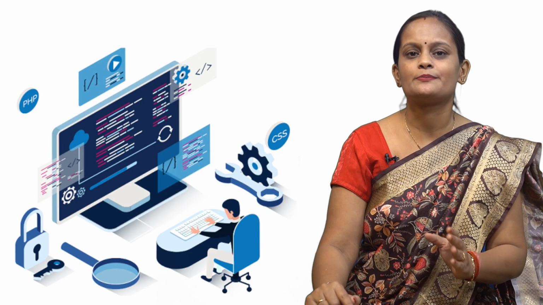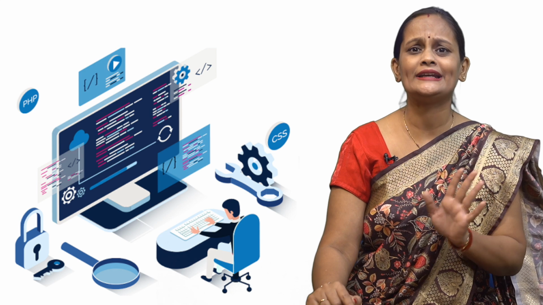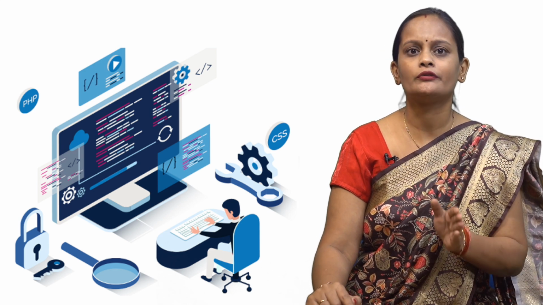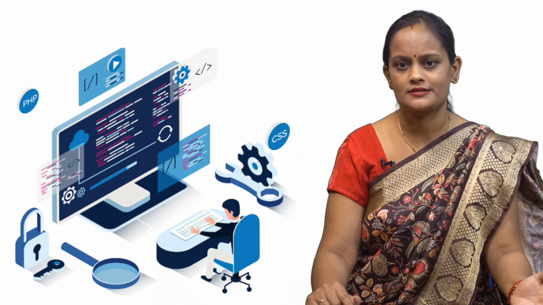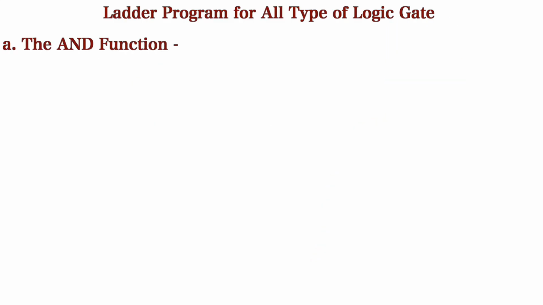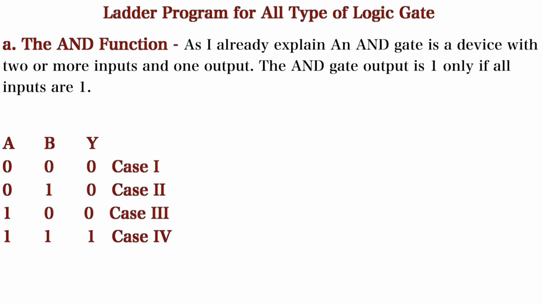Okay, so now let's make a ladder diagram. That's all about the rules which you have to keep in mind while doing ladder programming. Okay, so now we will do the ladder program for all the types of logic gates which we have discussed. Okay, now first start with the AND function. Like I have already explained, the AND gate can have 2 or more inputs but only 1 output. But the commonly used is the 2 input AND gate. So here also we will consider the 2 input case, A and B, and a single output Y.